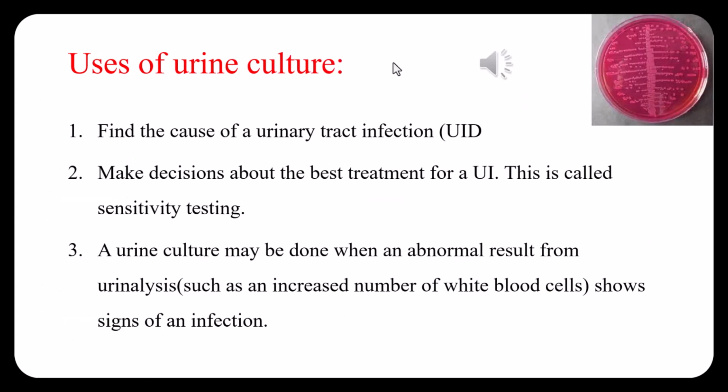Why do we use the urine culture? The urine culture is important to know the cause of the urinary tract infection. As we know, we can examine directly under a microscope and maybe we find bacteria, but we don't know what kind of bacteria it is, what the main cause is. We know the patient has an infection, but we don't know its cause. So to know the cause of the UTI, we have to culture. Another important thing is that we have to make a decision about the best treatment. It is very important to choose the best treatment and the best antibiotic for the patient.